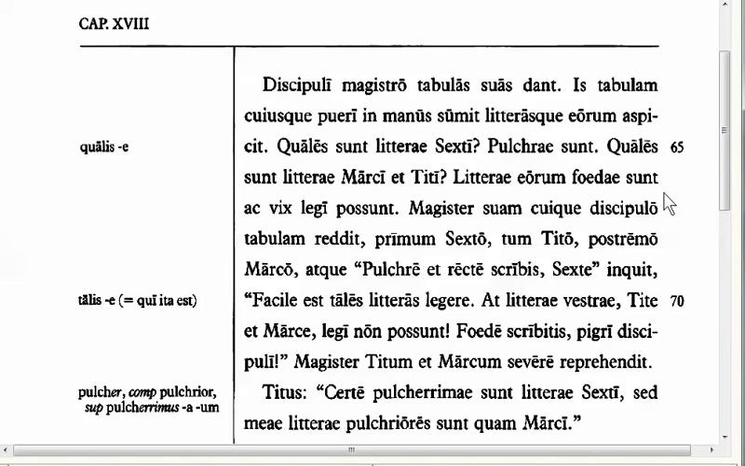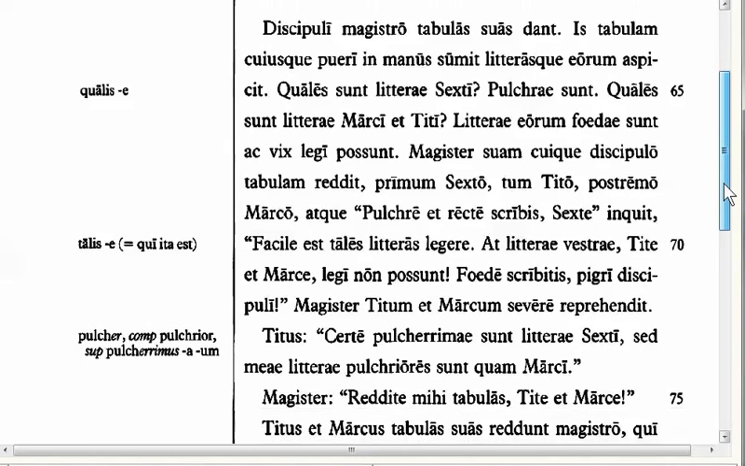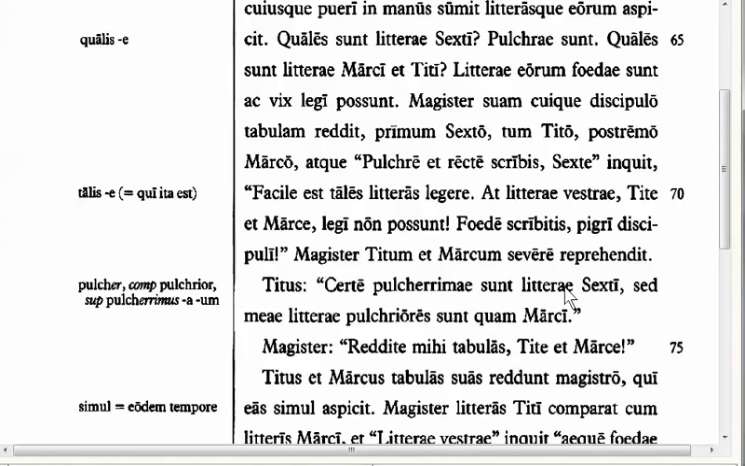The next feature I want to show you is in line 73. It has more to do with these adjective and adverb forms. And in line 73 we have Titus, who says, "Certe pulcherrimae sunt litterae Sexti, sed meae litterae pulchriores sunt quam Marci." So here we have Titus saying, certainly the letters of Sextus are very beautiful, or are the most beautiful. Pulcherrimae being the superlative form of the adjective pulcher, meaning the most of something, or often translated as very, very much so.